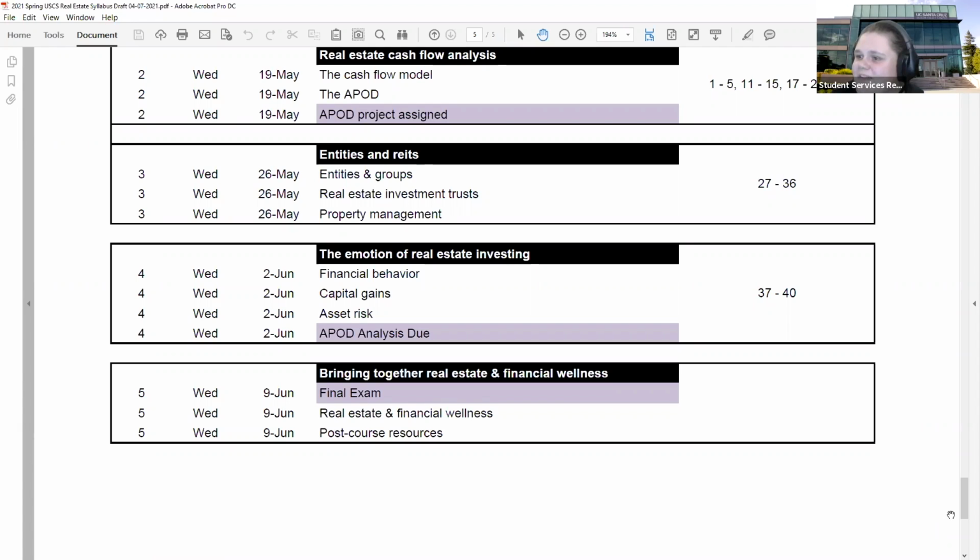Do you address investments in farmland? No, I can, but only if the farmland is used for generating revenue. You can do a cash flow analysis on that, the APOD. So that can be done.